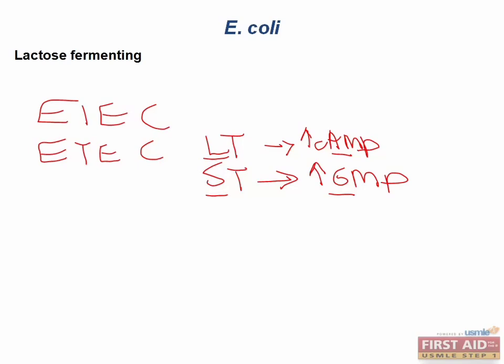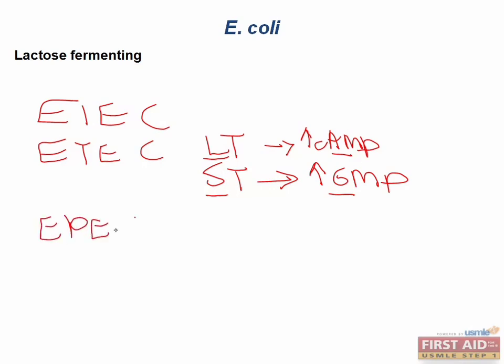Some abdominal pain, watery, non-bloody diarrhea, and it's generally self-limiting, usually resolving within a few days. Remember that the heat labile toxin is similar to the cholera toxin, while the heat stable toxin is similar to the Yersinia enterocolitica toxin.